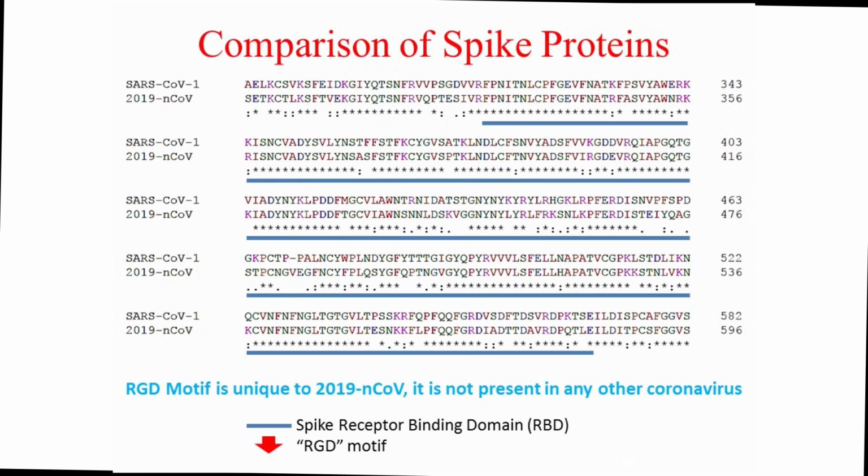till today. I compared the protein sequence of the spike protein from the previous SARS coronavirus 1 of the year 2002 and the recent 2019 novel coronavirus. And I found that the spike proteins of the novel coronavirus have an important motif, called the RGD motif, in their receptor binding domain. And this RGD motif is not present in any other previously known SARS coronaviruses.